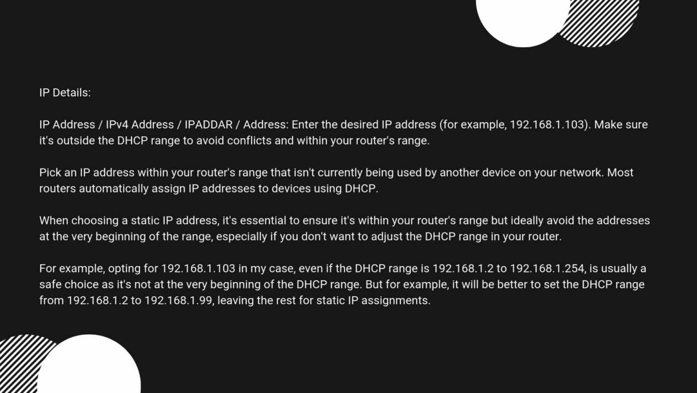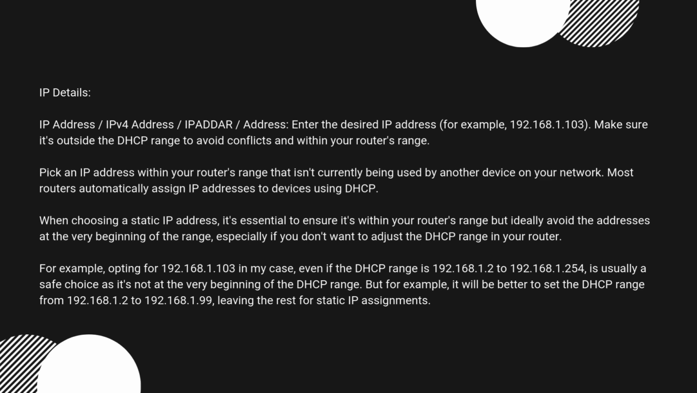Most routers automatically assign IP addresses to devices using DHCP. When choosing a static IP address, it's essential to ensure it's within your router's range, but ideally avoid the addresses at the very beginning of the range, especially if you don't want to adjust the DHCP range in your router. For example, opting for 192.168.1.103 in my case, even if the DHCP range is 192.168.1.2 to 192.168.1.254, is usually a safe choice as it's not at the very beginning of the DHCP range.